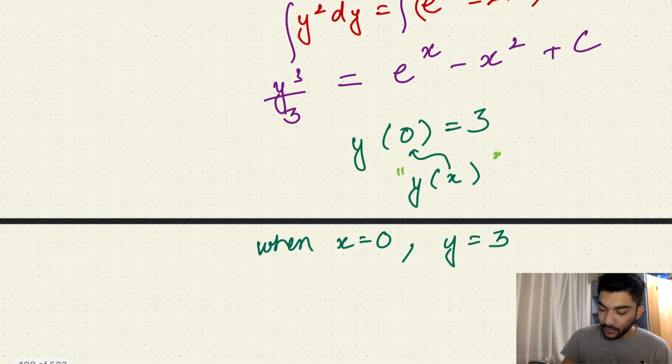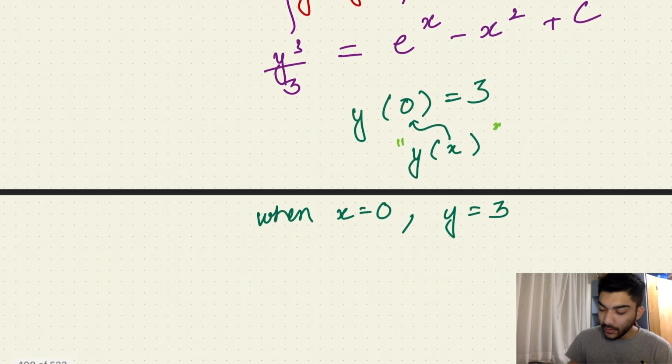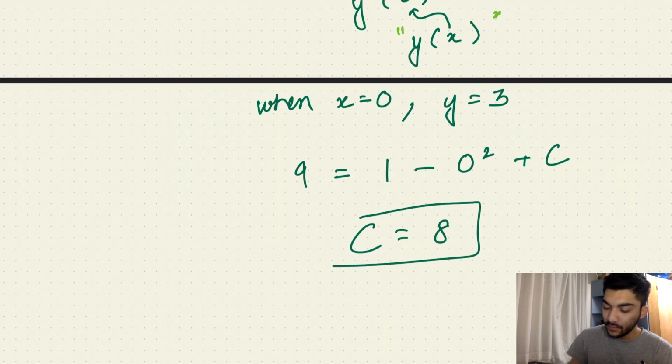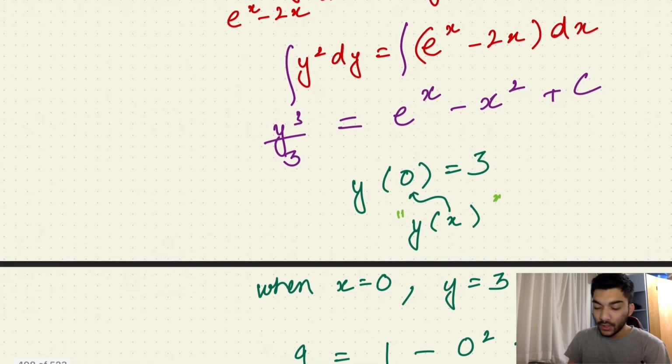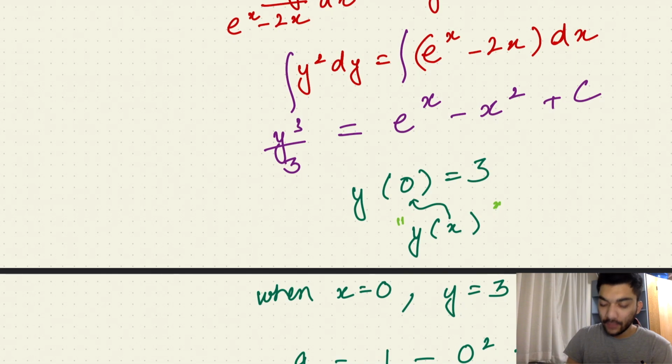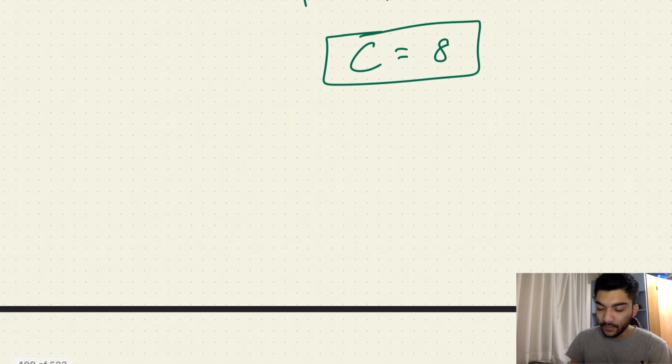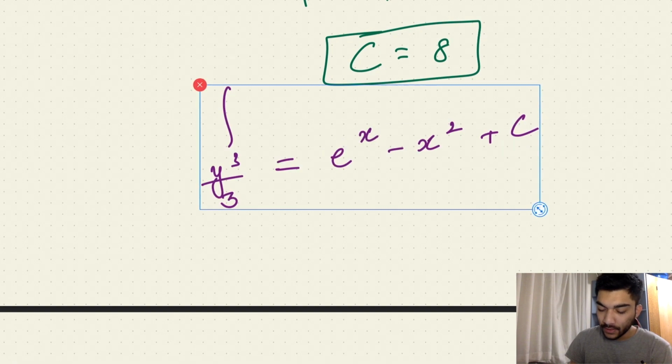So now let's substitute these x and y values in this equation. If we do that, 3 cubed upon 3 is 9, because 27 by 3 is 9, equals e to the power 0, which is 1, minus 0 square plus the constant of integration, and then c is equal to 8 in this case. So now we got the constant of integration. We just have to calculate the final function by substituting the value of c.